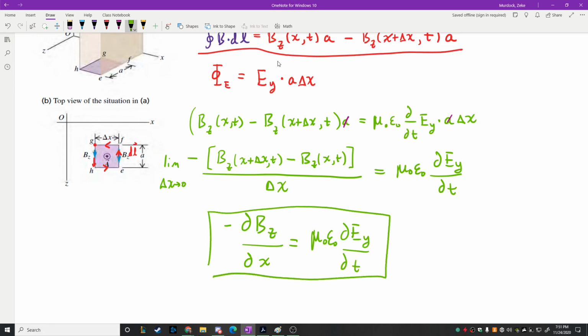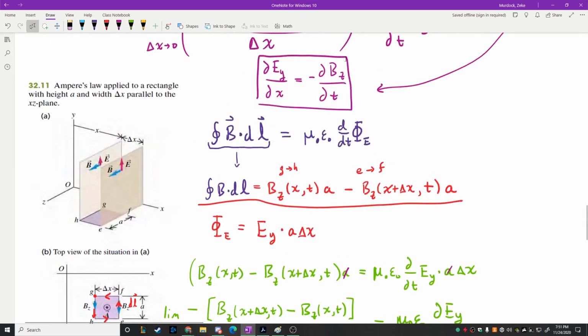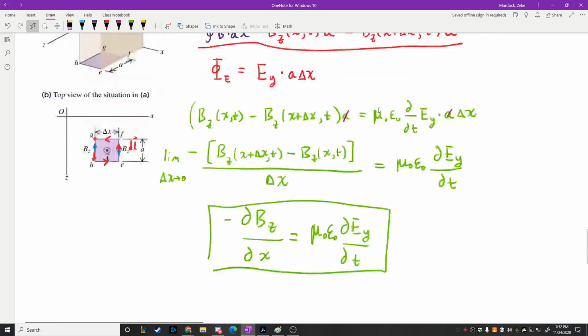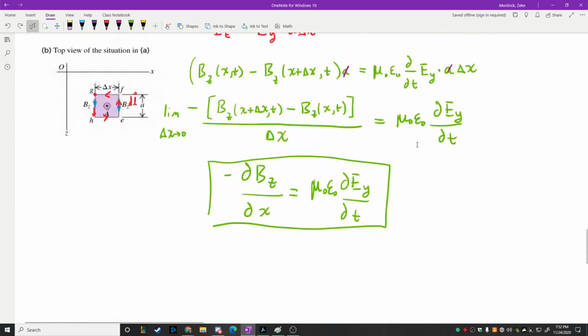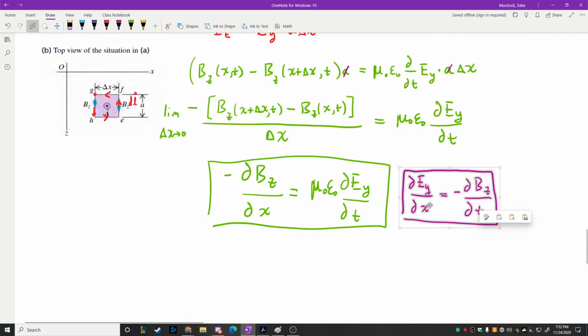Okay, we're almost there. So I'll stop for a second and ask if you have any questions. We have that equation, and then we have this equation. I'll copy it down here. Paste. Those are our two equations.